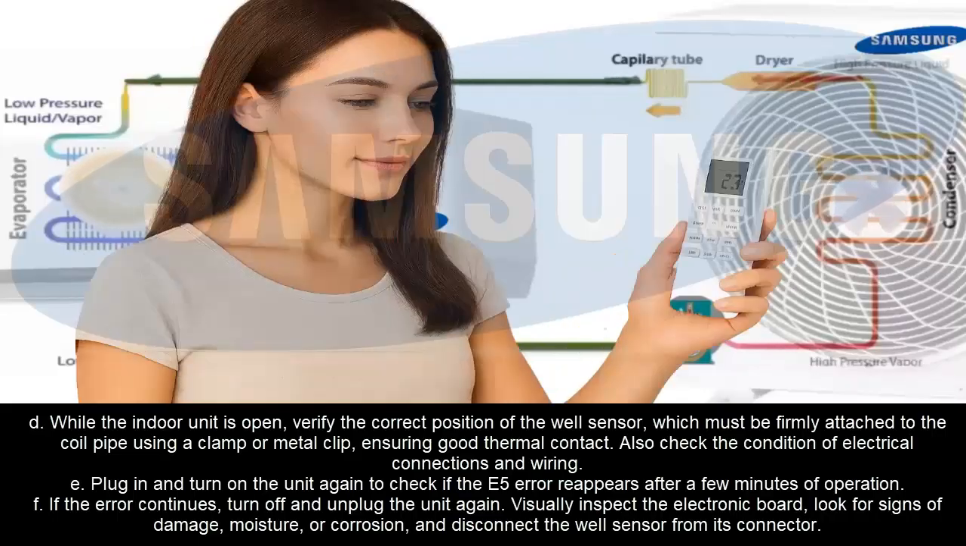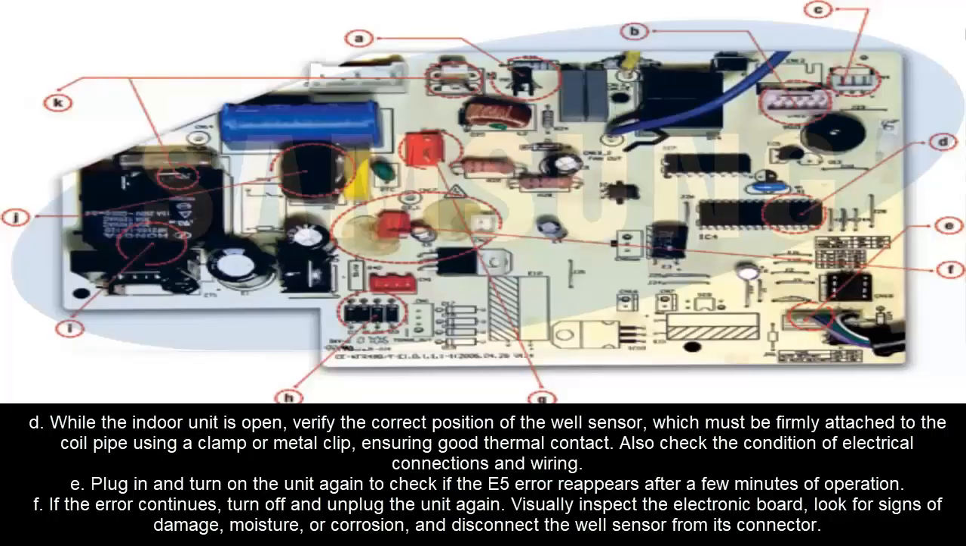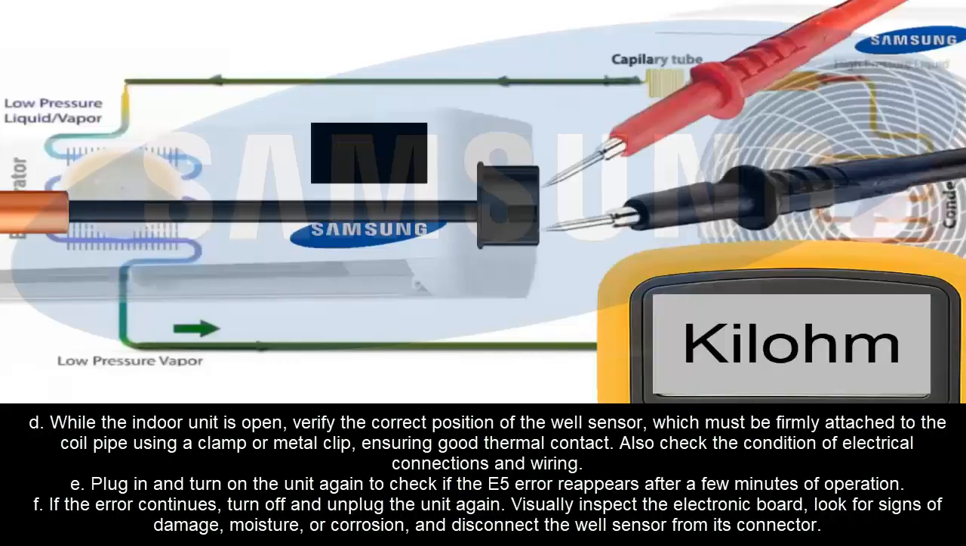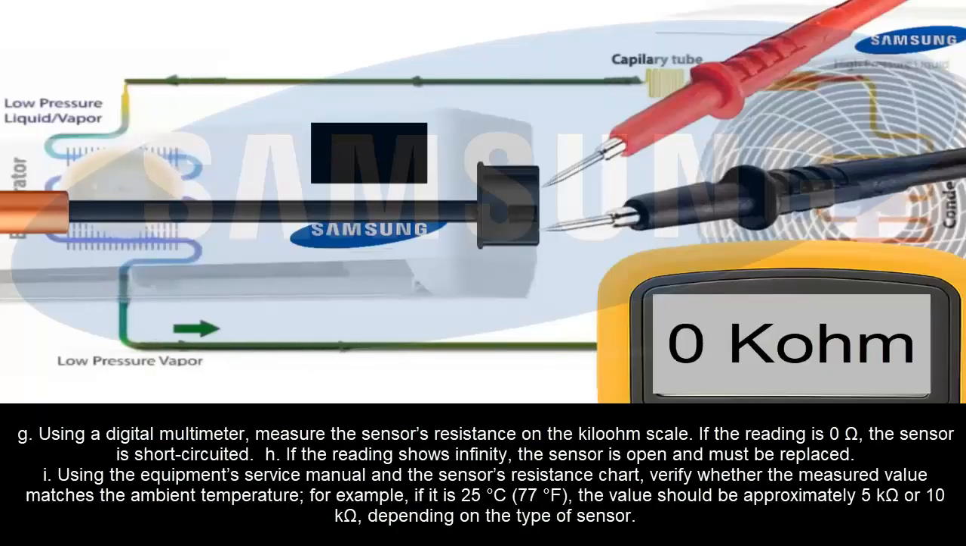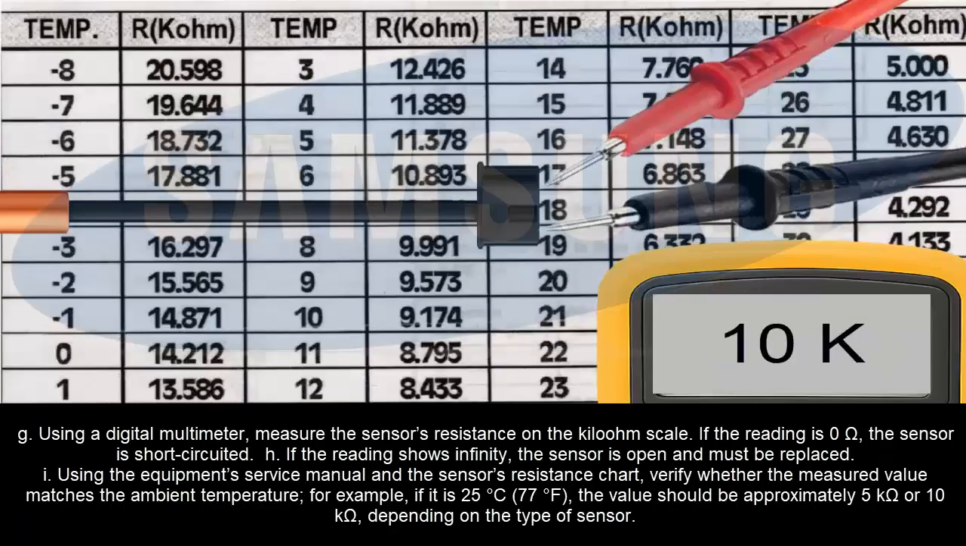E. Plug in and turn on the unit again to check if the E5 error reappears after a few minutes of operation. If the error continues, turn off and unplug the unit again. F. Visually inspect the electronic board, look for signs of damage, moisture, or corrosion, and disconnect the well sensor from its connector. G. Using a digital multimeter, measure the sensor's resistance on the kilo-ohm scale. If the reading is 0 ohms, the sensor is short-circuited. H. If the reading shows infinity, the sensor is open and must be replaced.